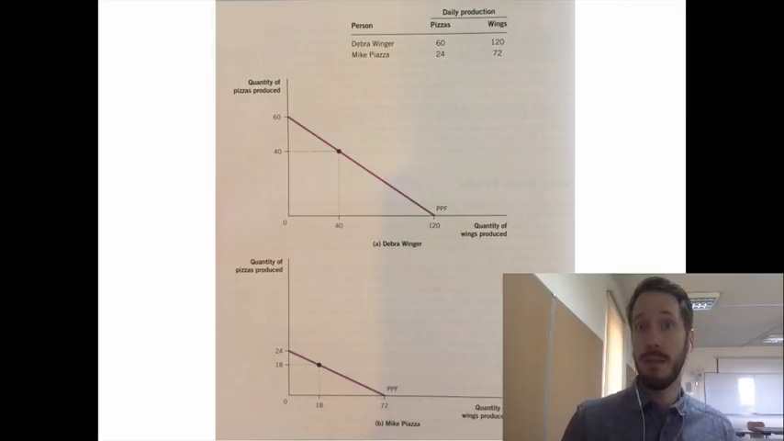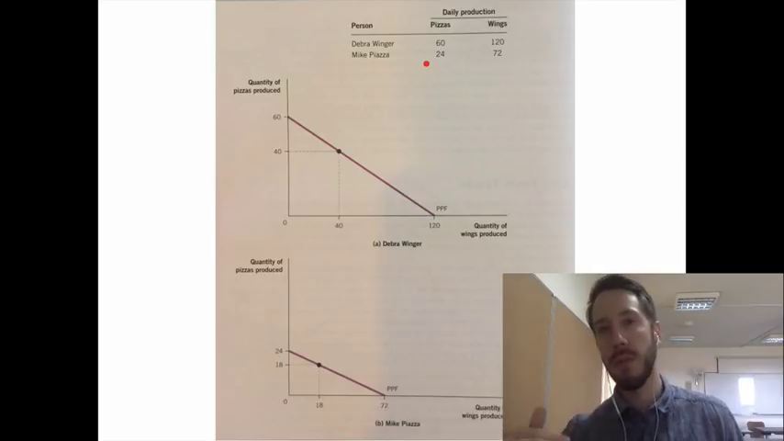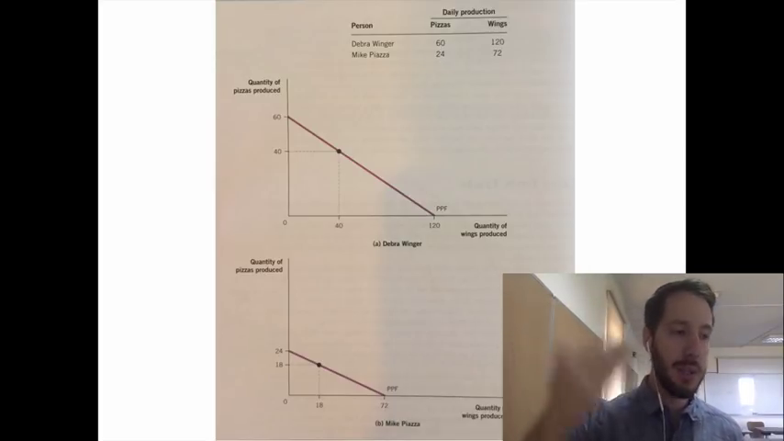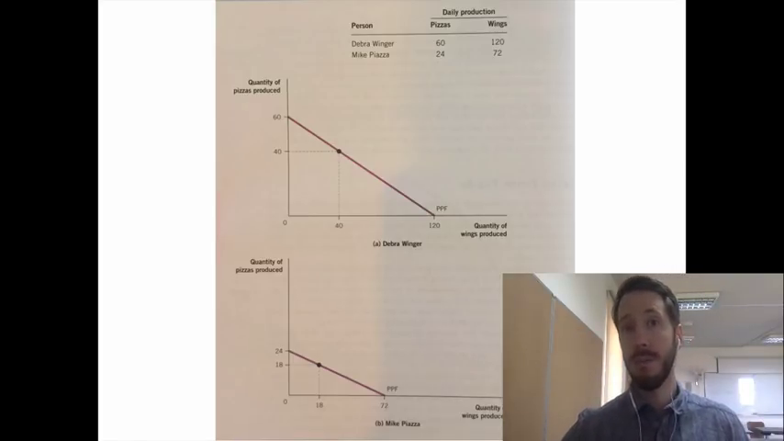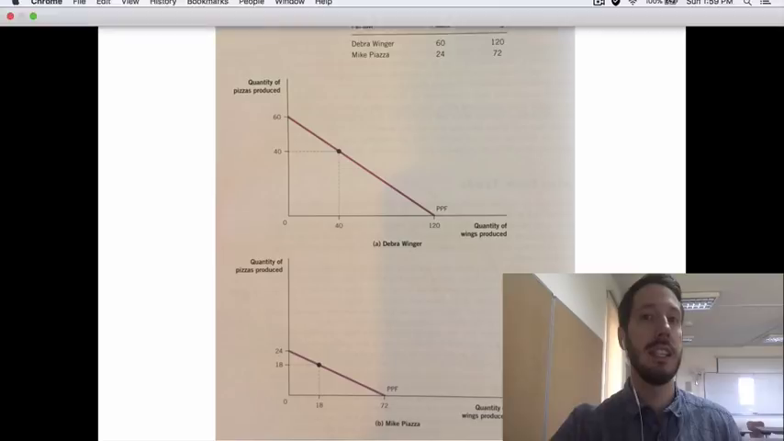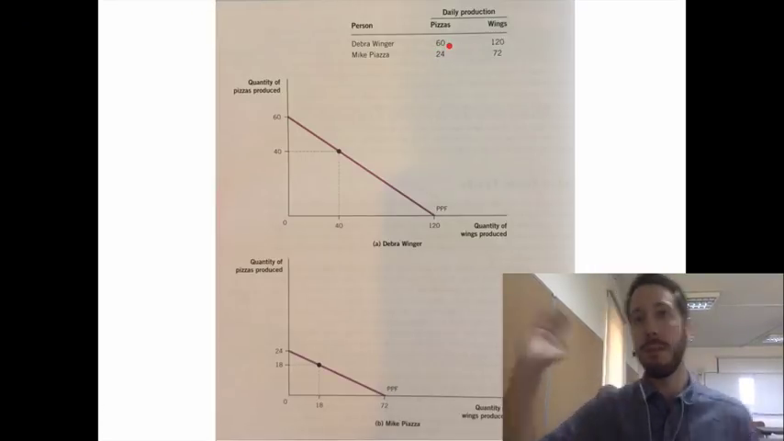For pizzas. What would Mike's be? Well, giving up 72 wings for pizzas, 72 divided by 24 is 3. So Mike has an opportunity cost for pizzas of 3. Who has the lower opportunity cost? Deborah. What does that mean? Deborah should focus on making pizzas.